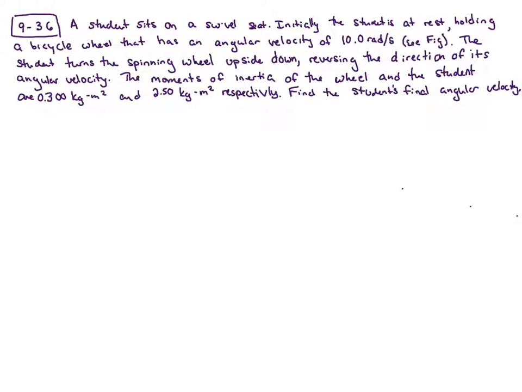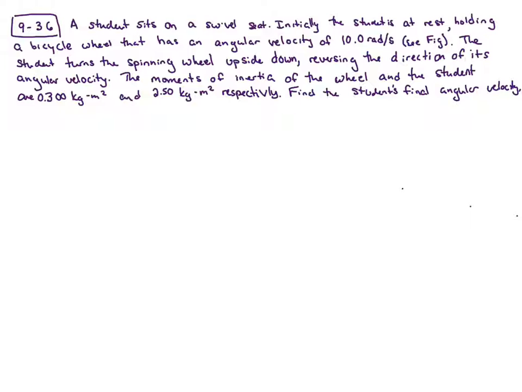All right, in this example, I'm going to do Coletta 936, which is about a student who sits on a swivel seat. Initially, the student is at rest and holding a bicycle wheel that has angular velocity of 10.0 radians per second. The student turns the spinning wheel upside down, reversing the direction of the angular velocity.